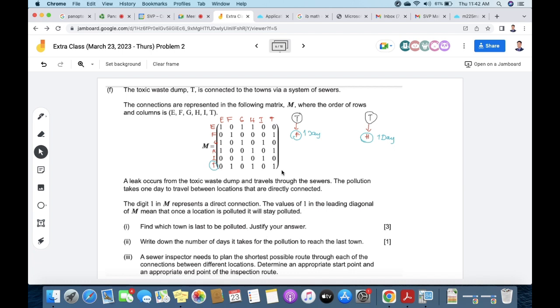Are you sure? Look at F. What's the direct connection? We find a sewer that is directly connected to F. F and T only, but F cannot pollute itself. It's already polluted, right? And T is the source. So it ends on F. Do you follow? But then for H, is it connected? Yeah. Can you continue the H and determine which one is the last to be polluted? And then determine how many days will it take the last town to be polluted.